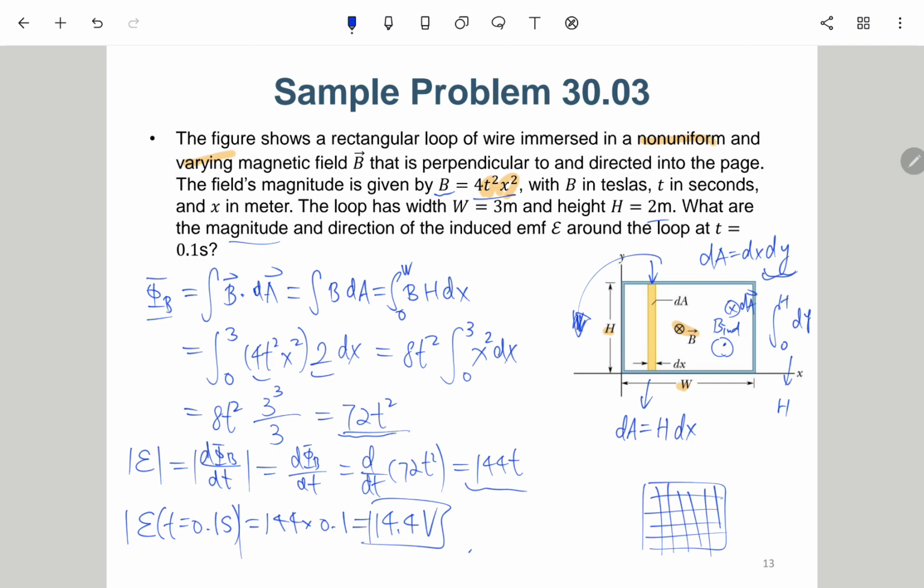In such a way we know that this is actually counterclockwise. So the induced current and EMF, or you can say E induced, are counterclockwise.